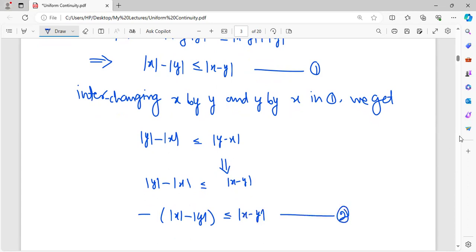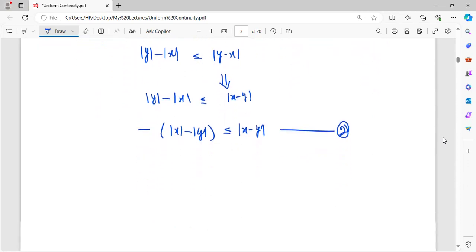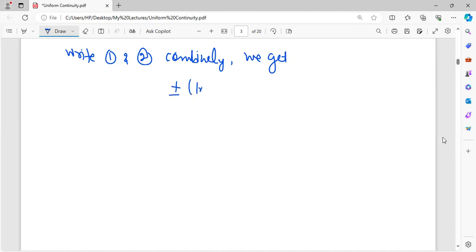So from 1 and 2 we can write combinedly: we get plus minus (|x| - |y|) is less than or equal to |x - y|. Okay. So we know one result.